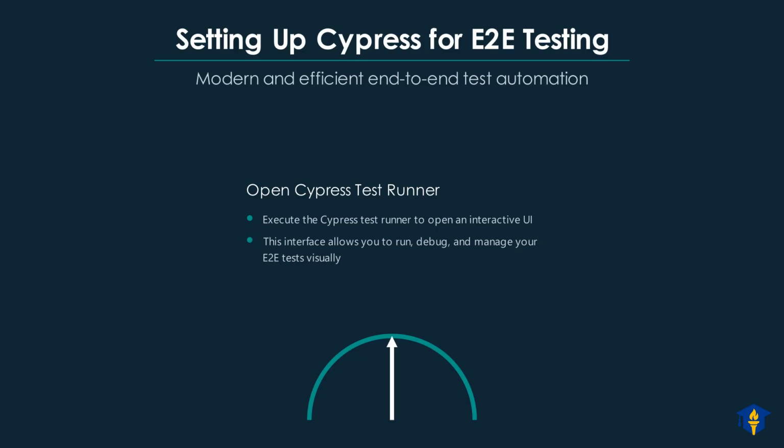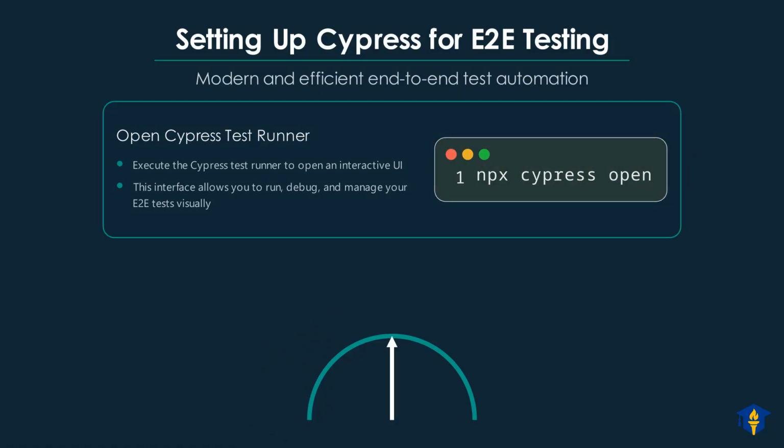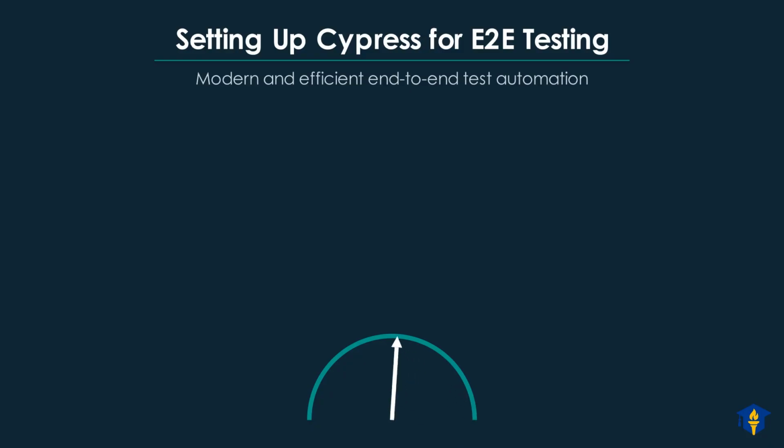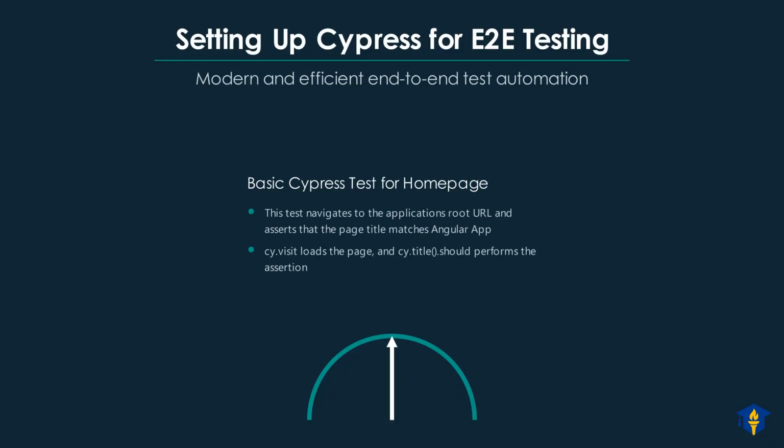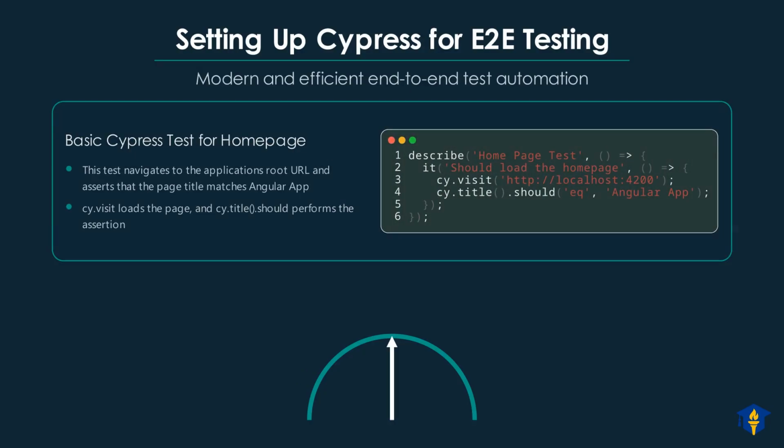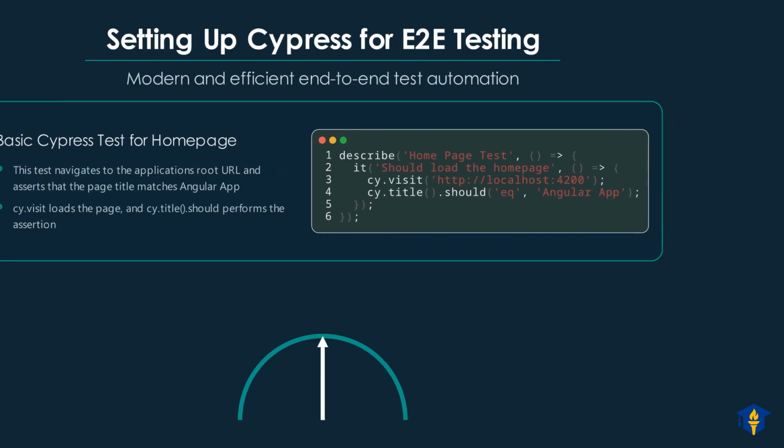This interactive interface allows you to visually run, debug, and manage your end-to-end tests. Simply execute the npx cypress open command to launch the test runner. Let us consider a basic Cypress test designed to verify your homepage functionality. This test navigates to the root URL and asserts that the page title matches Angular app. This code uses describe for the test suite, it for the test case, and cy.visit and cy.title().should.